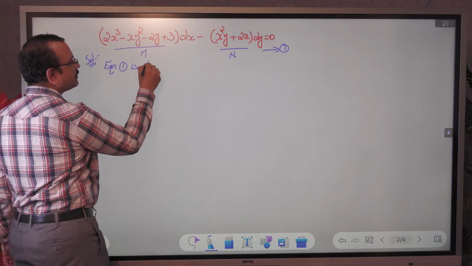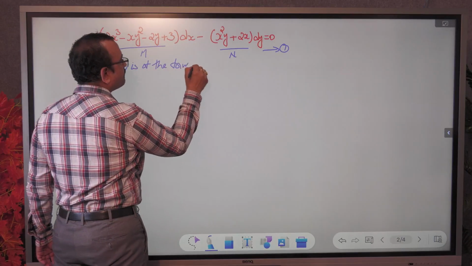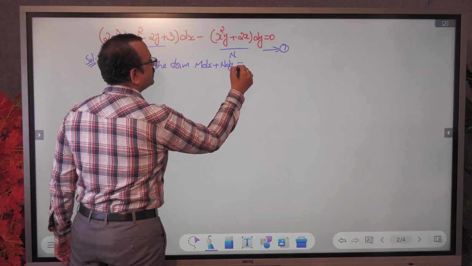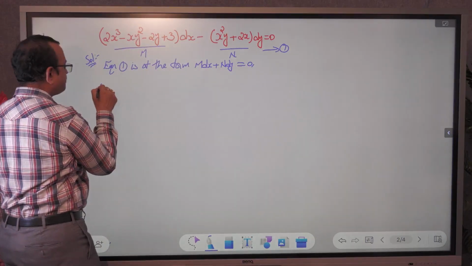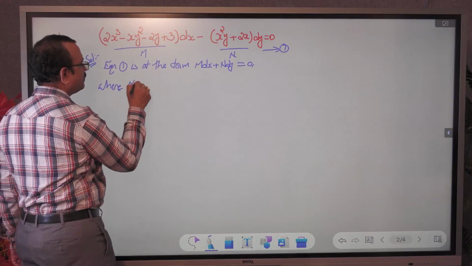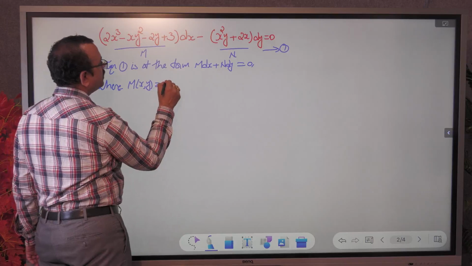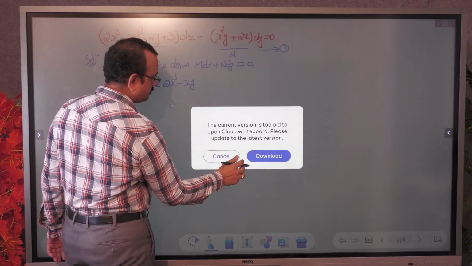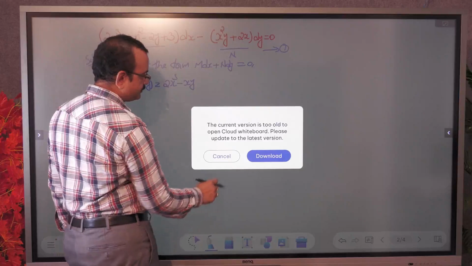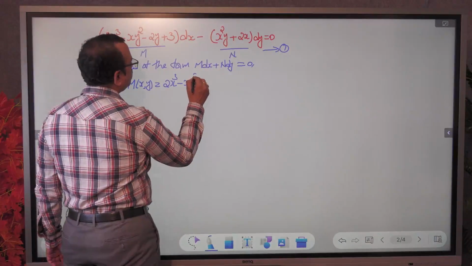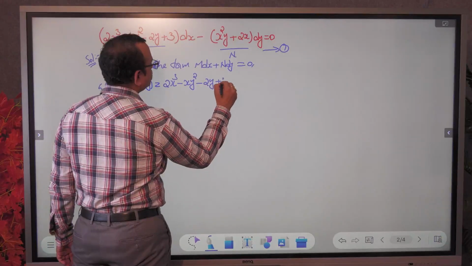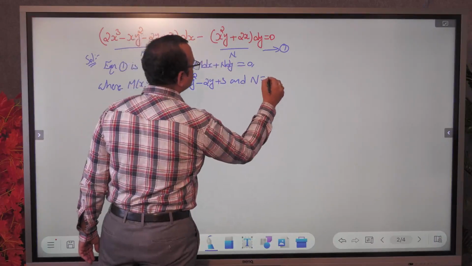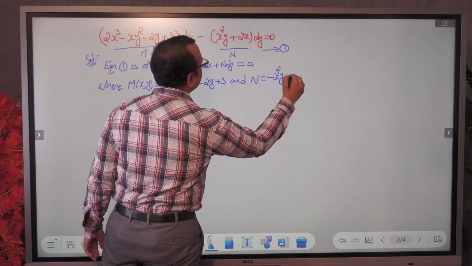Equation 1 is of the form M dx plus N dy is equal to 0, where M is equal to, if you identify, 2x cube minus xy square minus 2y plus 3, and N is equal to, here we have a negative sign, so you multiply with that, minus x square y minus 2x.